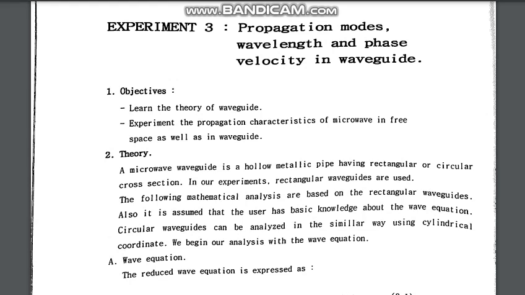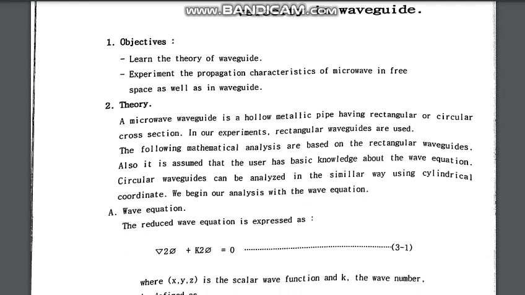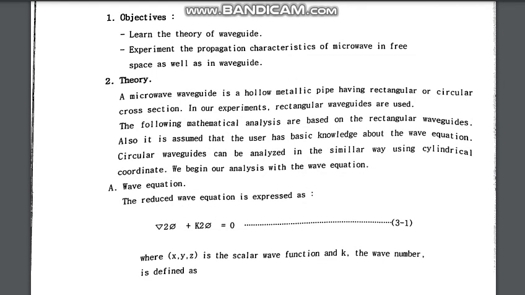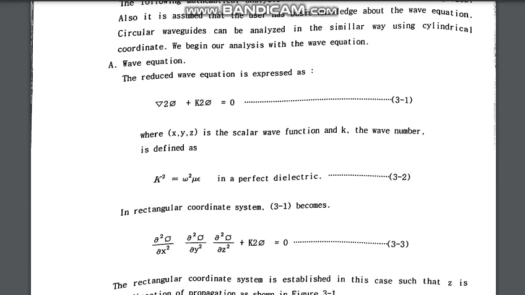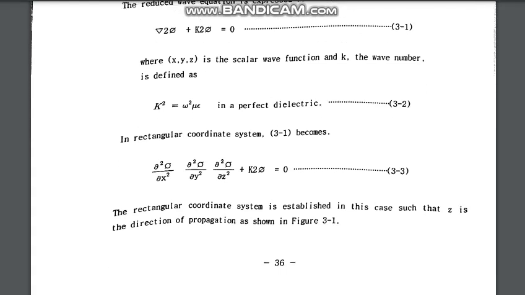Our mathematical analysis is based on rectangular waveguides. First of all, that is the reduced wave equation for the rectangular waveguide calculation. For a perfect dielectric, k squared will be omega squared mu epsilon, where mu is the permeability, epsilon is the permittivity, and omega is the angular frequency. In the rectangular coordinate system it becomes like that.